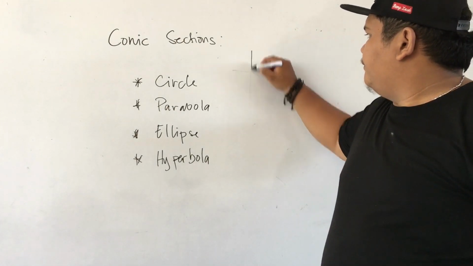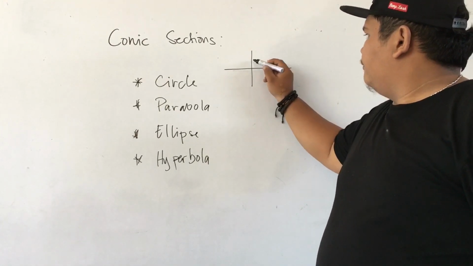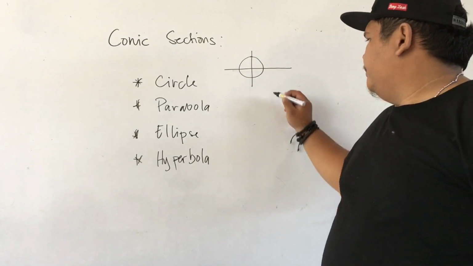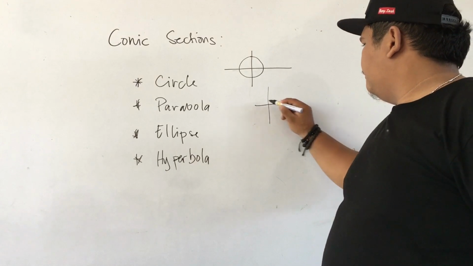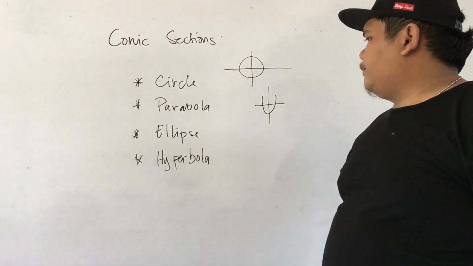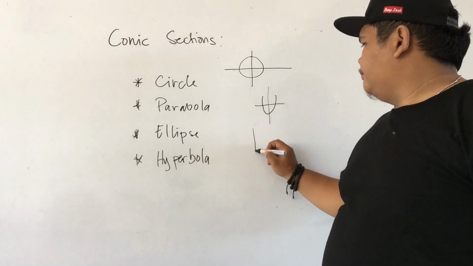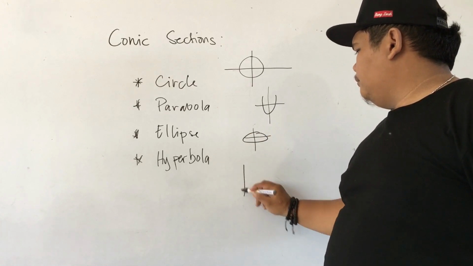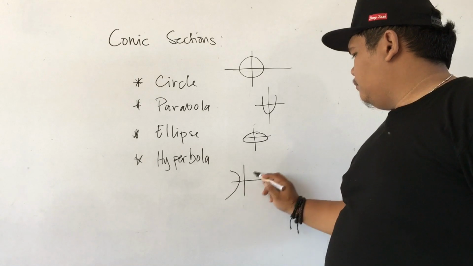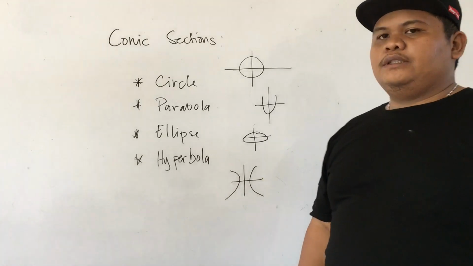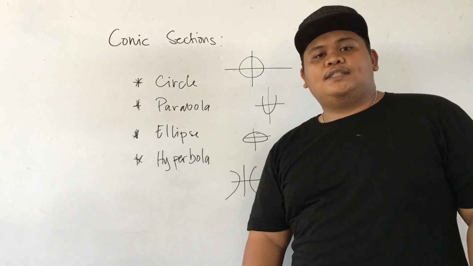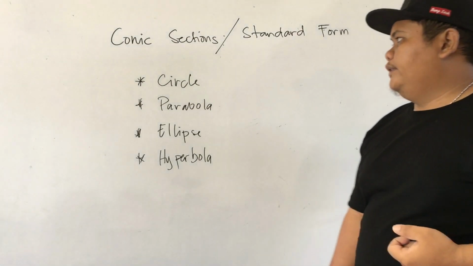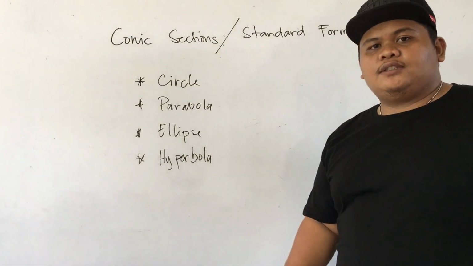Now, let's illustrate these conic sections in our Cartesian plane. Circle, parabola, the ellipse, and the hyperbola. So those are what we call conic sections. So let's talk about the standard form of the equation of conic sections.